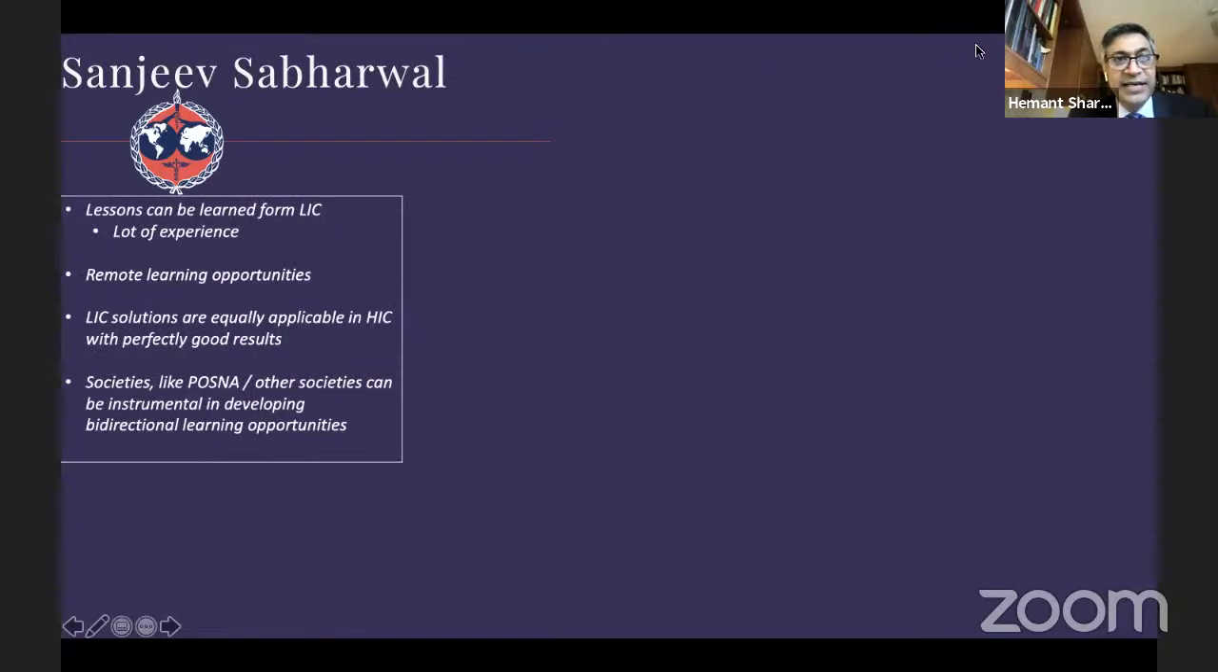Sanjeev then pointed out, through his work and experience, that we can learn a lot of lessons from low-income countries. They have a lot of experience in these complex cases, and with remote learning possibilities, he pointed out that the solutions available in low-income countries are equally applicable in high-income countries with perfectly good results. It's just the way of applying the principles and learning from each other with an open mind. Societies like POSNA and others can be instrumental in developing bidirectional learning opportunities.